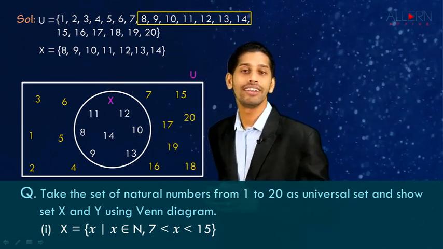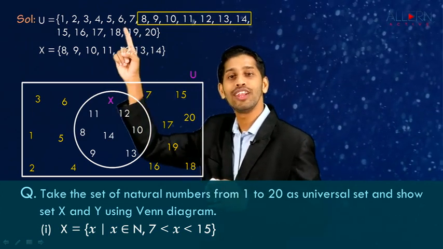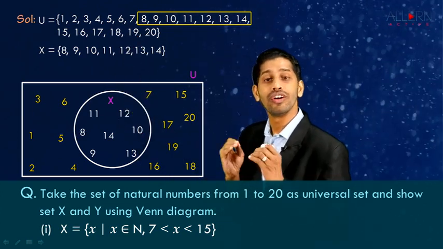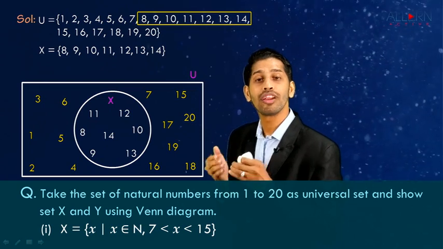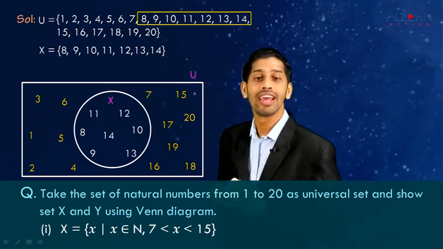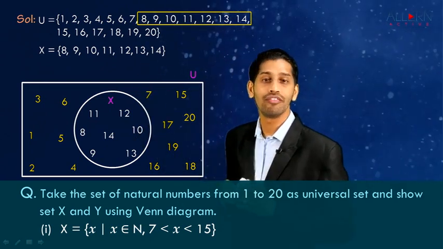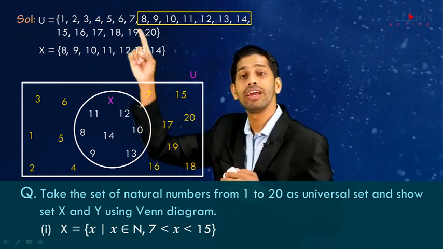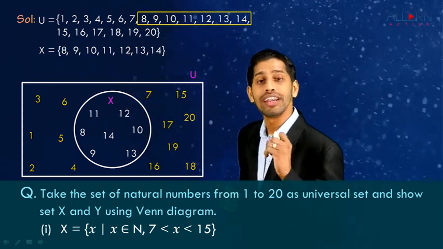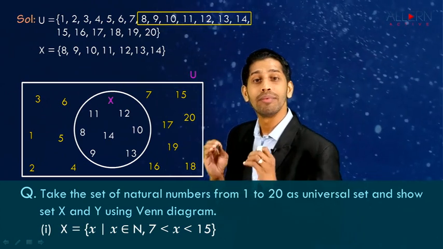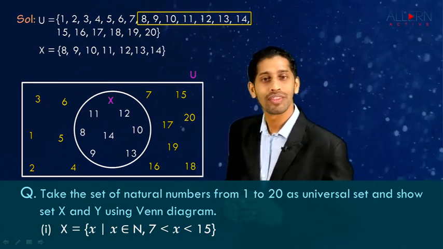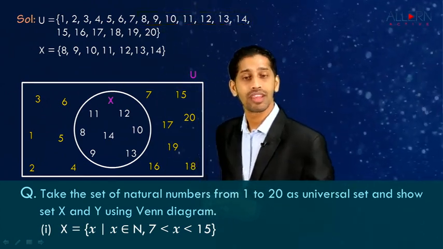So that completes the Venn diagram for two sets, set U and set X. So first we need to draw a geometrical figure for the smaller set, that is set X, and then we will draw a geometrical shape for the bigger set, that is set U. But remember, child, one thing, repetition of elements is not allowed. Let's take one more question.